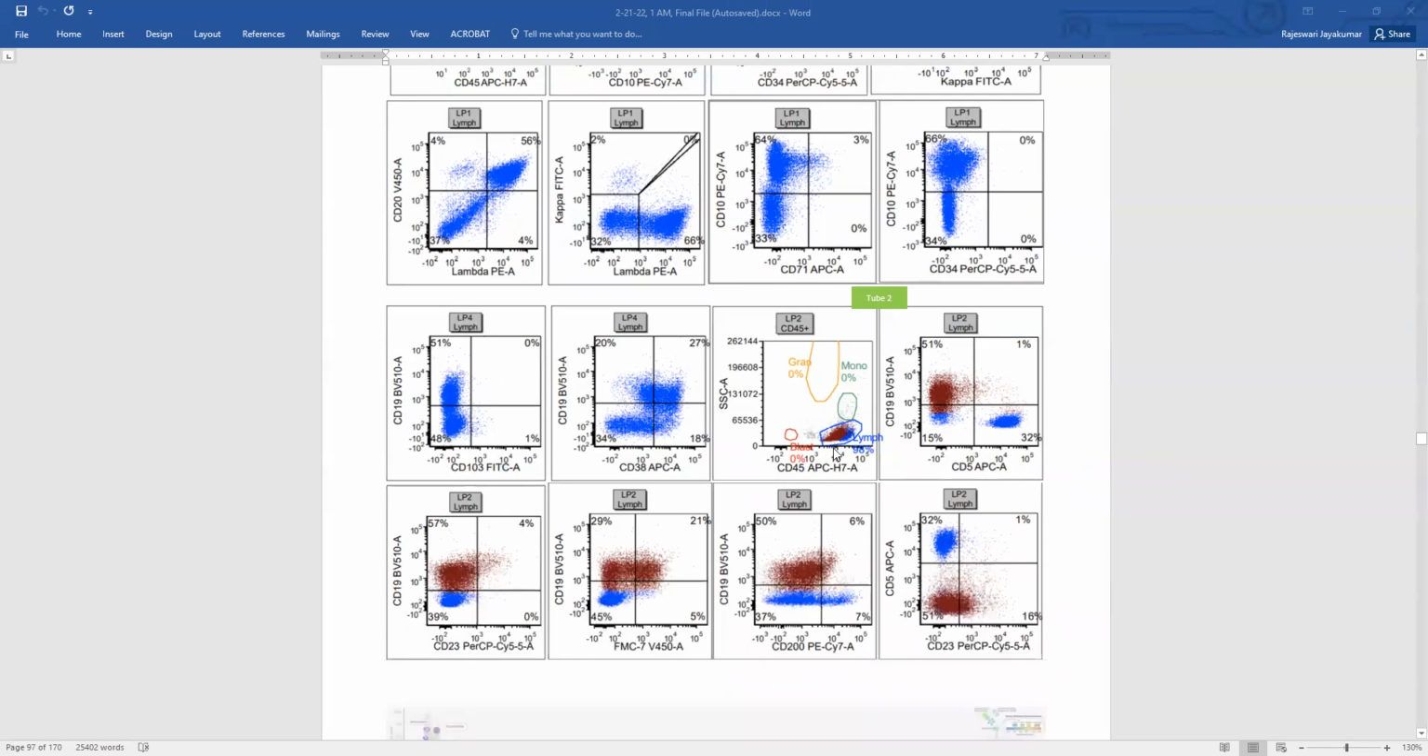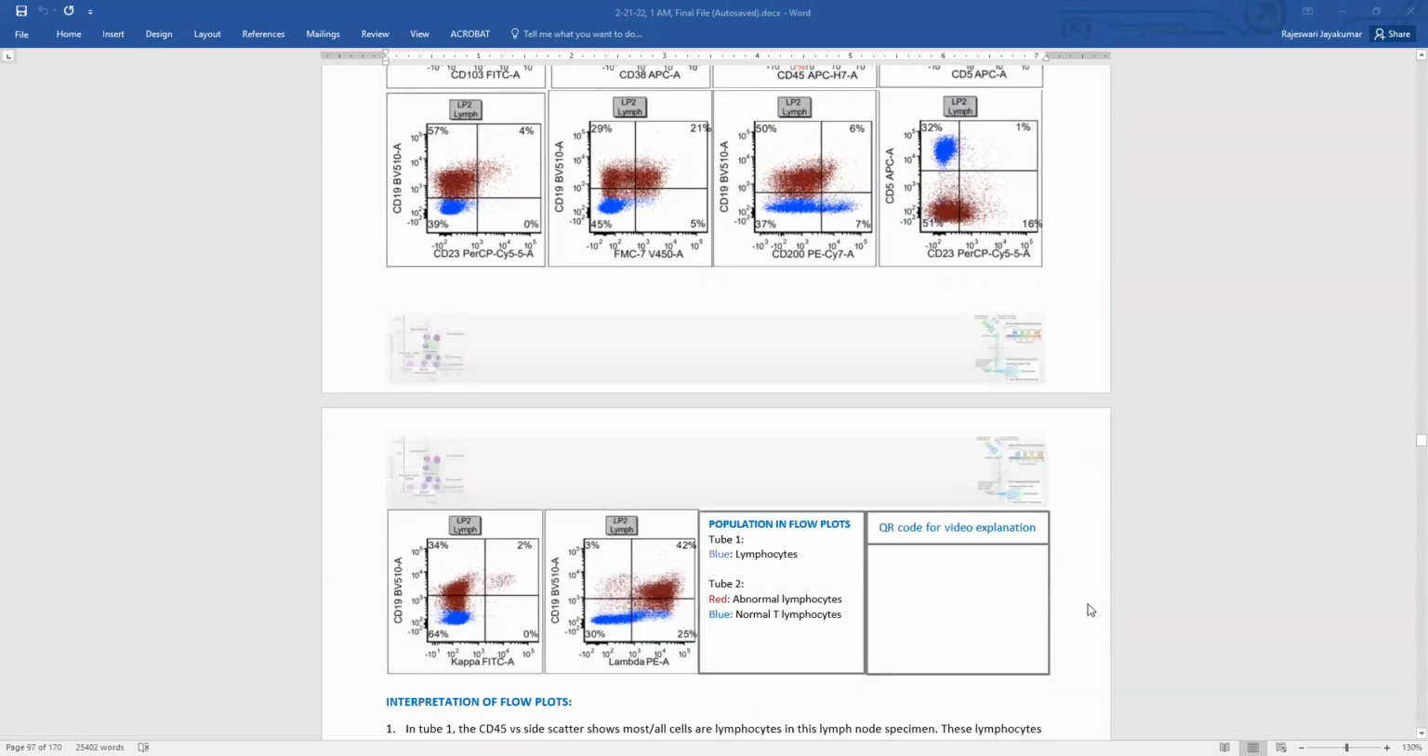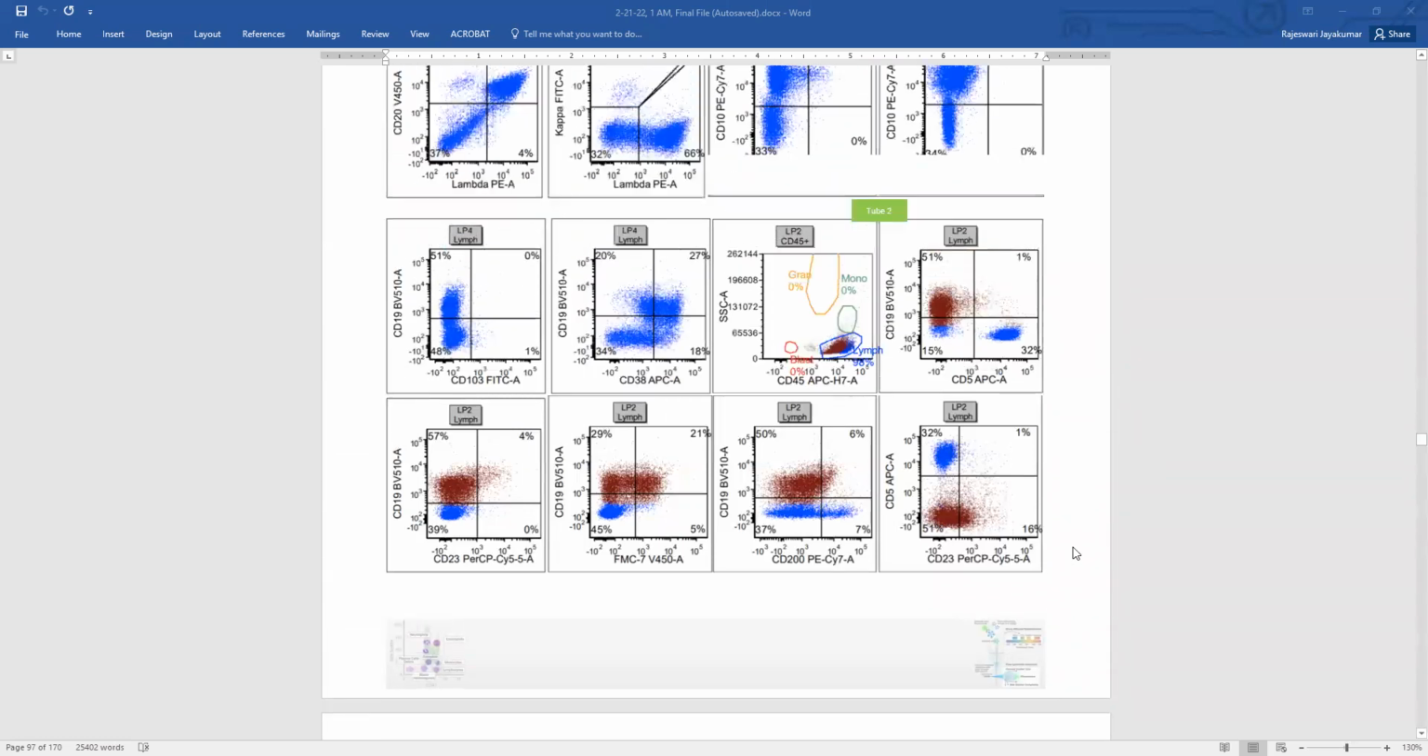In the second tube, we see that these neoplastic B cells are negative for CD5, they're negative for CD23, they have partial FMC7, and they're negative for CD200. So this is along the lines of what we expected. There is nothing that changes the diagnosis here. So from this case, this is again the kappa versus lambda plot that shows that the B cells are lambda restricted.